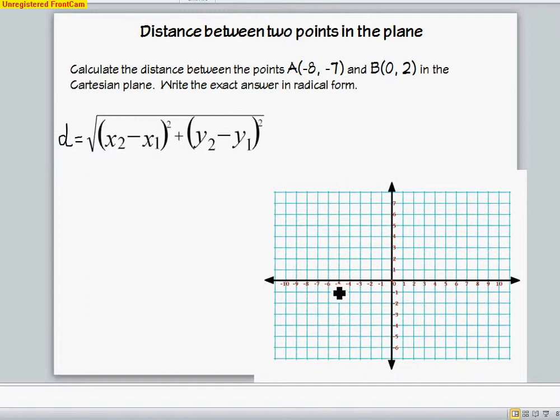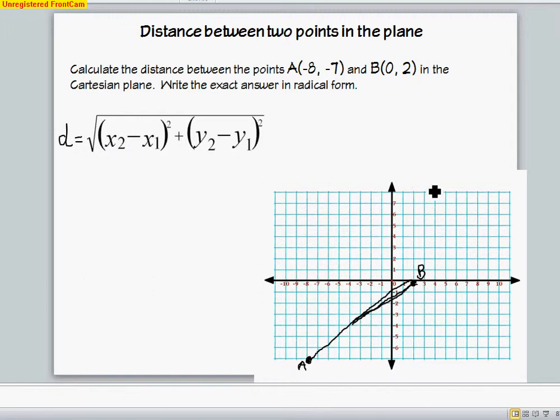I'm going to go over to -8 and then I go down to -7, which is just going off my picture here. This is going to be the A point. And then B is 0, 2, which is right here. So my question wants to know the distance between these 2 points. I'm just so bad at drawing these lines. The distance between these 2 points is what the question is looking for.